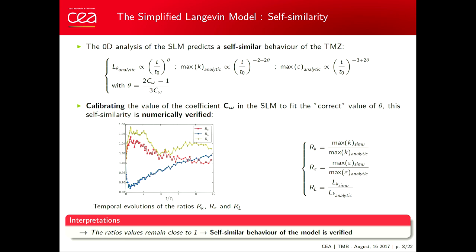And the exponent of this power law will be given depending on one of the closure coefficients of the model, C omega. This coefficient, of course, can be adjusted in order to fit the correct value of theta. Thanks to this, we were able to verify this analytical result numerically. This is what's shown here on this figure. We plotted the ratios of the quantities calculated by the simulation over the ones calculated analytically thanks to this relation. And we showed that they remain close to one, meaning that the self-similar behavior is verified numerically.